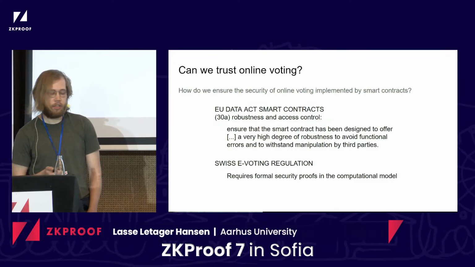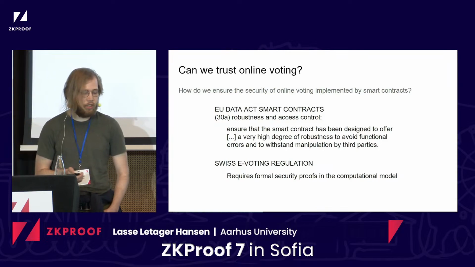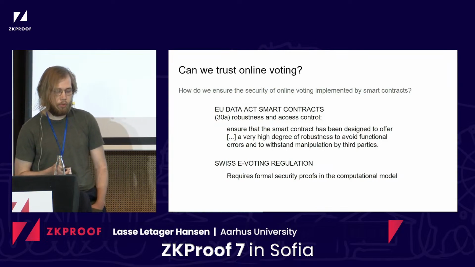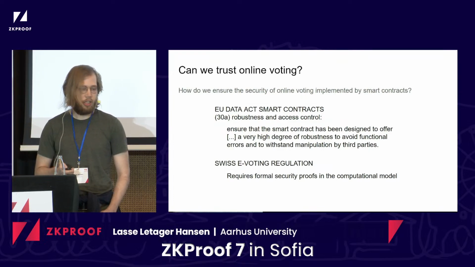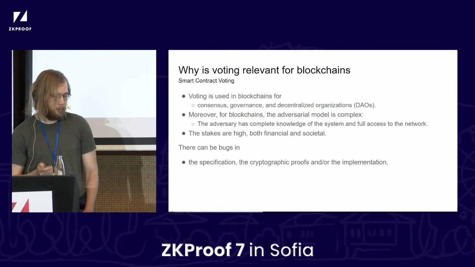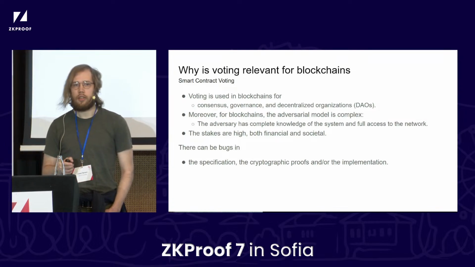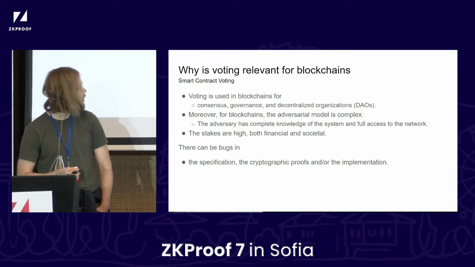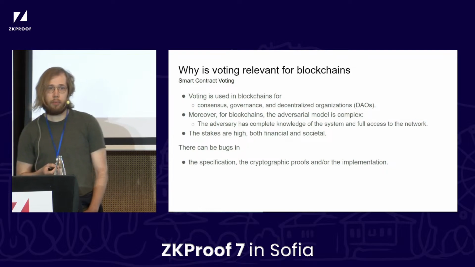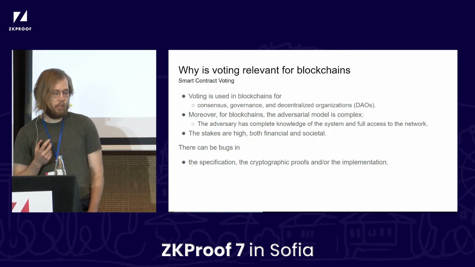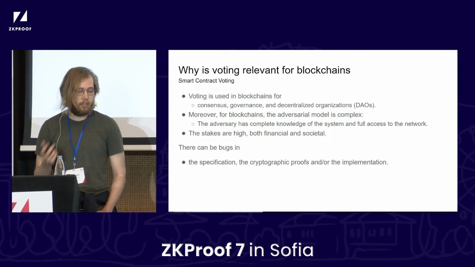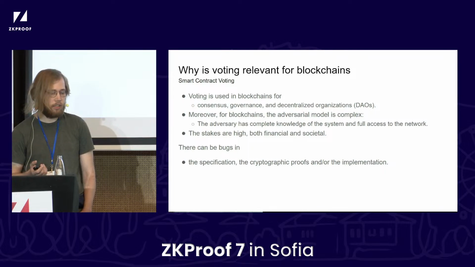Another example of this is also the Swiss e-voting regulation, which states that you have to have some form of formal security proof in the computational model for things you do for voting. So another question could be, why is voting even relevant, and also specifically, why is it relevant for blockchains? So voting is used in many places inside of blockchains. It's used for consensus, governance, and decentralized organization.